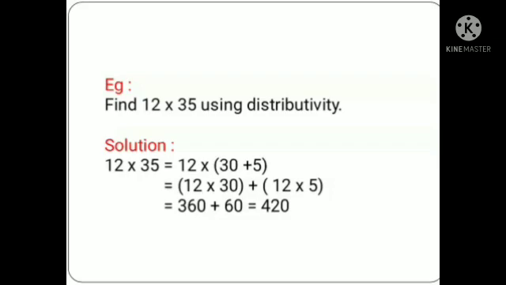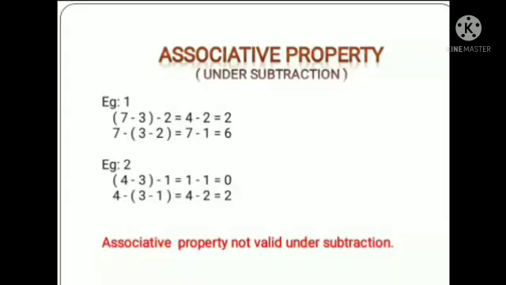I repeat, 12 into 35. We split 35 into 30 plus 5. So 12 into (30 plus 5). According to the distributive law, we can write it as 12 into 30 plus 12 into 5. 12 into 30 equals 360. 12 into 5 equals 60. So 360 plus 60 equals 420. This is the answer.